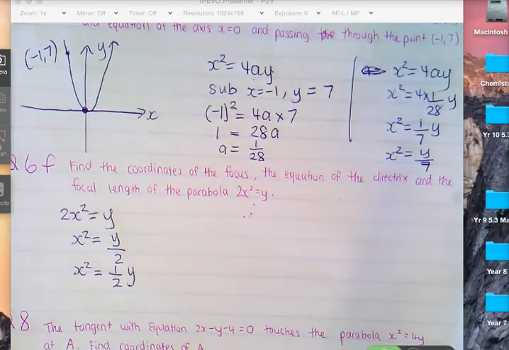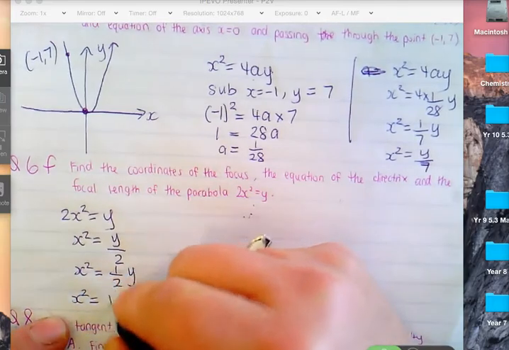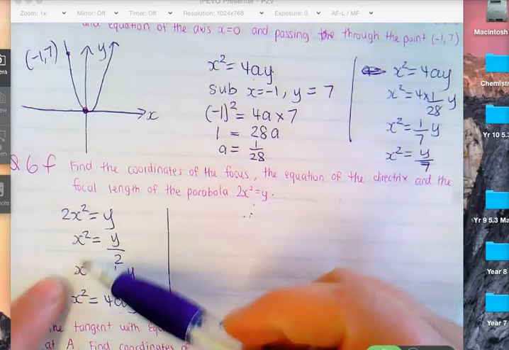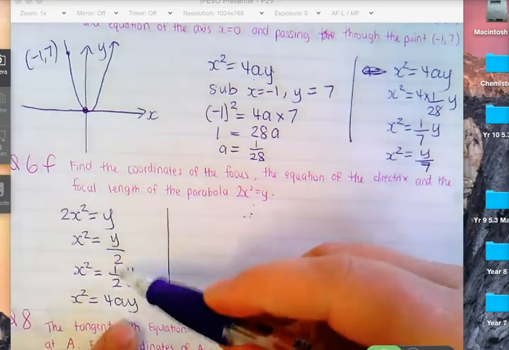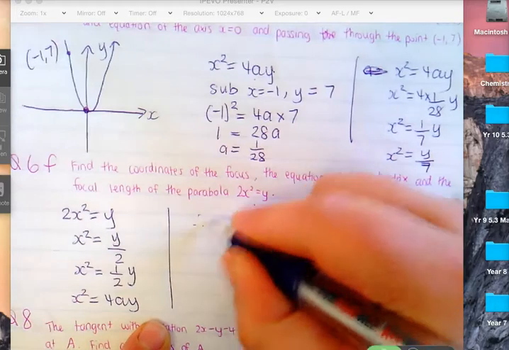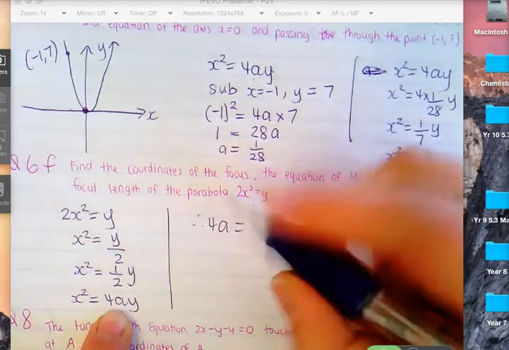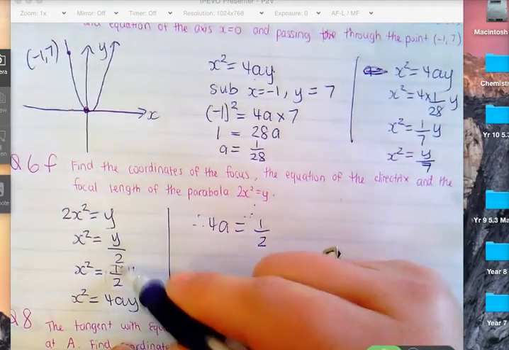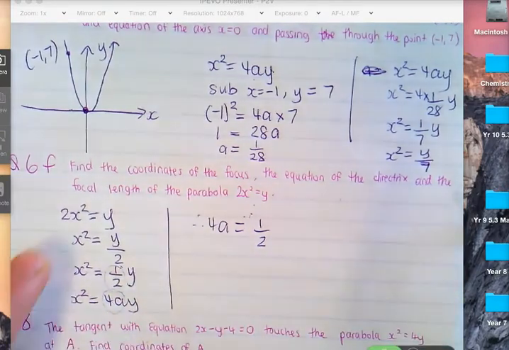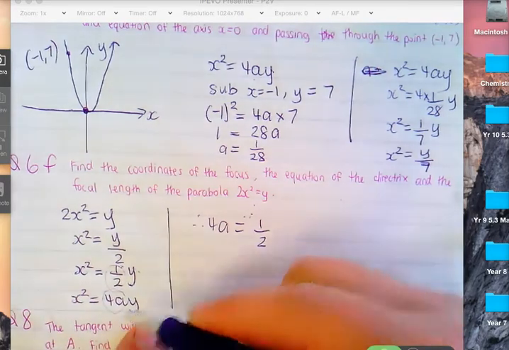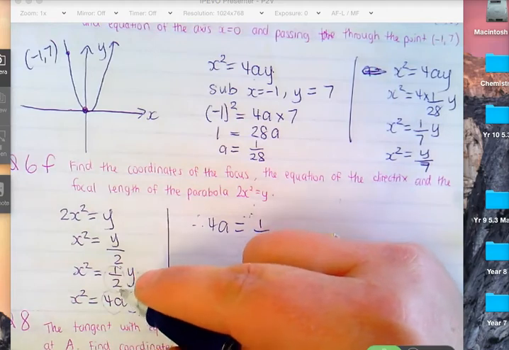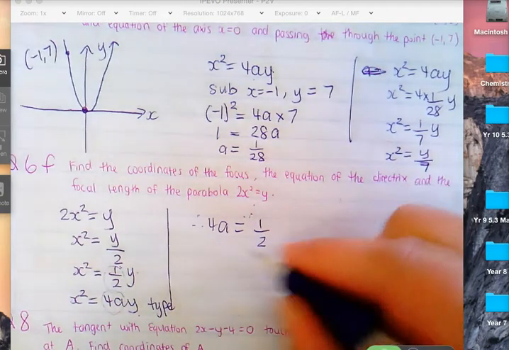Now, girls, just because it's a fraction, don't freak out. Isn't this of the form x squared equals 4ay? So, comparing everything with each other, the x squareds are the same, the y's are the same, therefore, what does the 4a equal? A half. We know it's this type because it's not -4a. Okay, so now 4a is a half.